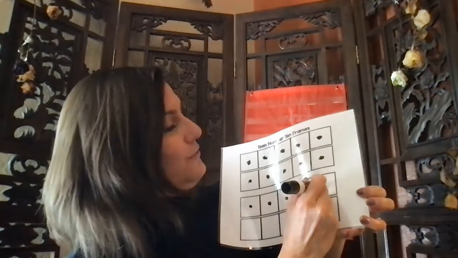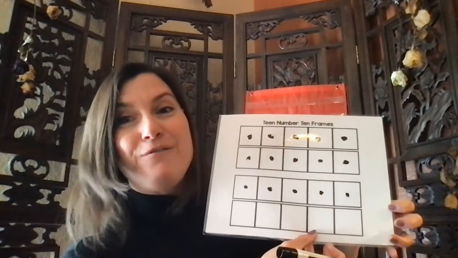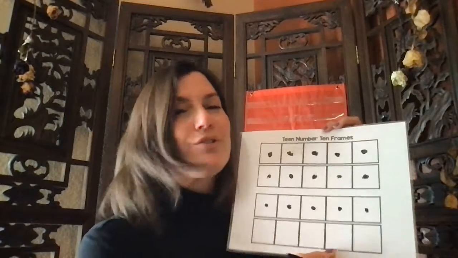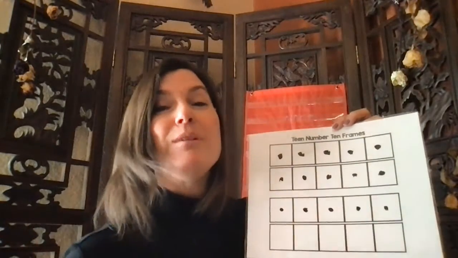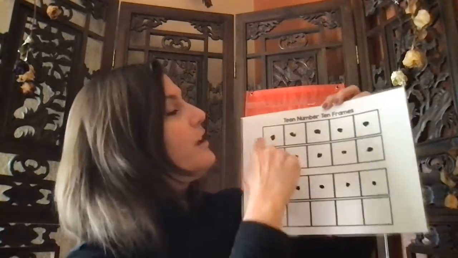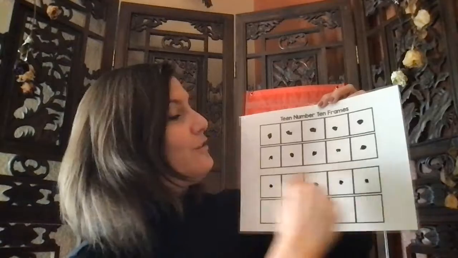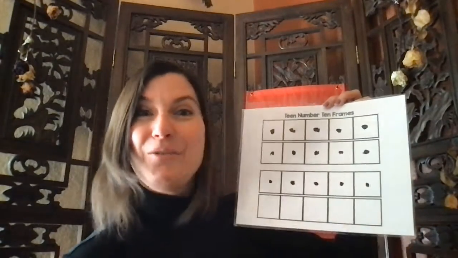So now I've got 15. And what I love about the rows on 10 frames is that they can be counted by 5s. And you guys have been learning how to count by 5s, and you are so good at it. Let's count how many full rows we have. 5, 10, 15. We're showing 15. You guys are rocking your teen numbers with me.